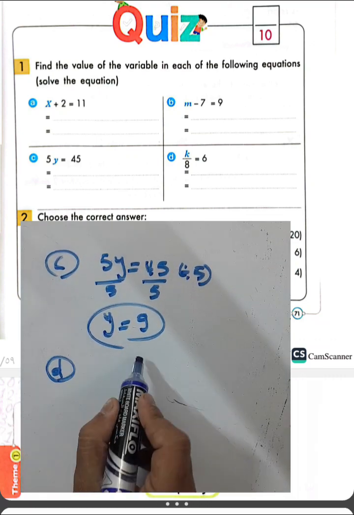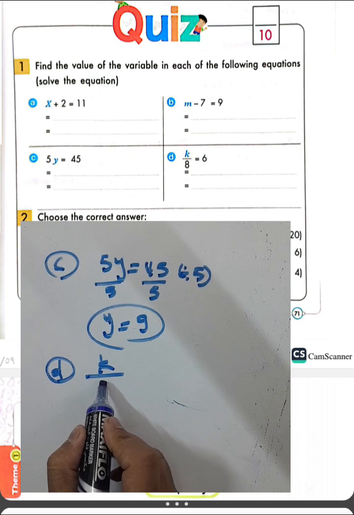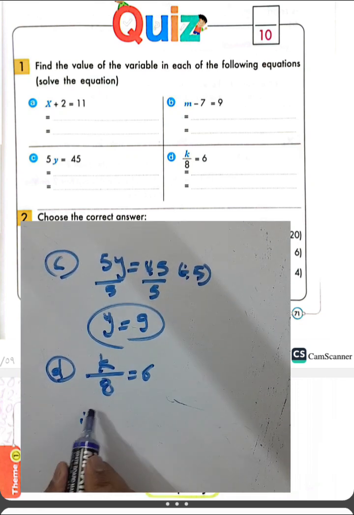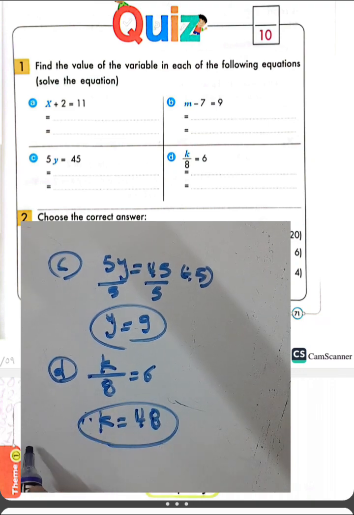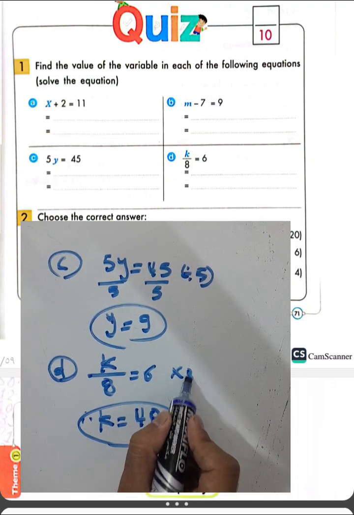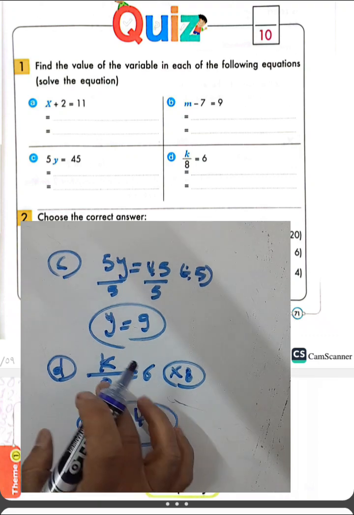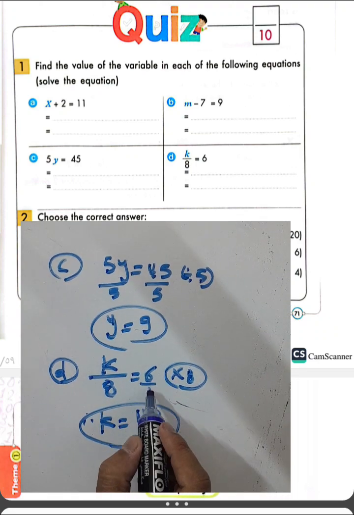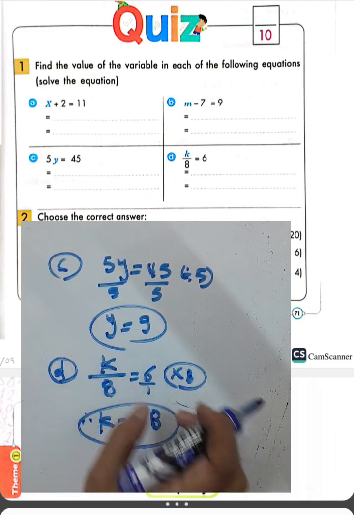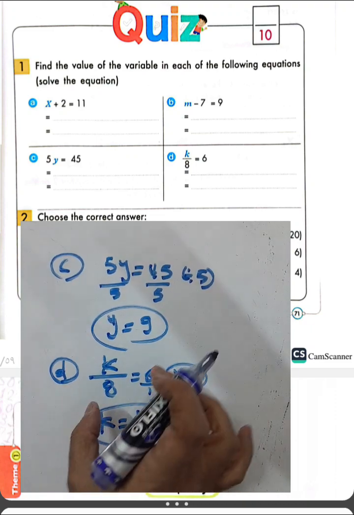Question letter D. K over 8 equals 6. Then k equals 6 times 8, which equals 48. Okay, multiply by 8 on the right-hand side and left-hand side. K equals 6 times 8 equals 48. We used here the rule: the product of extremes equals the product of means. Then k times 1 equals k, and 6 times 8 equals 48.